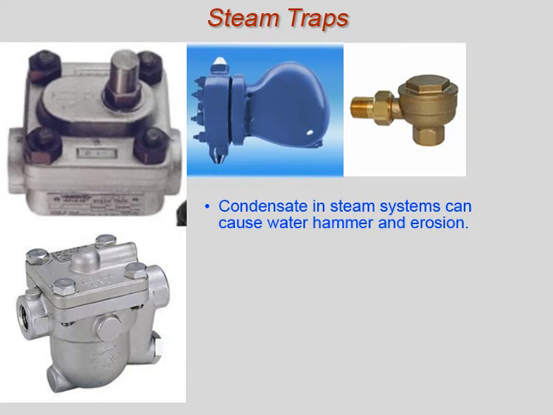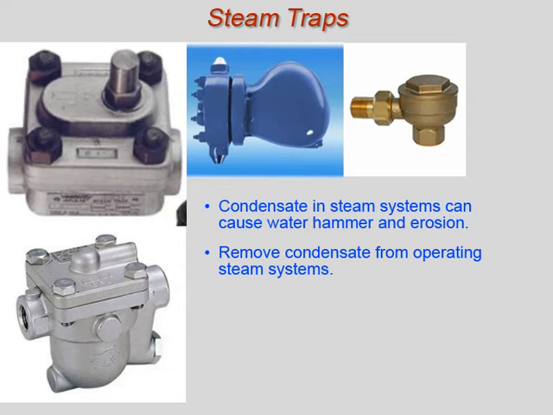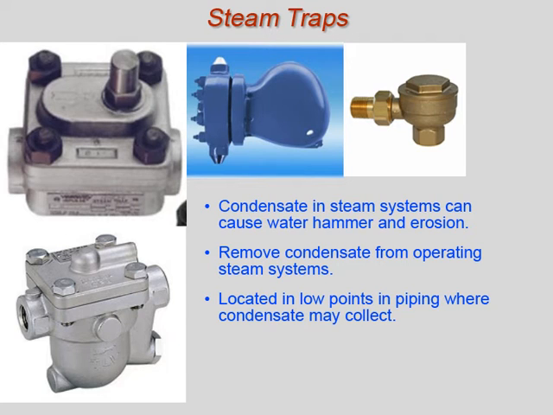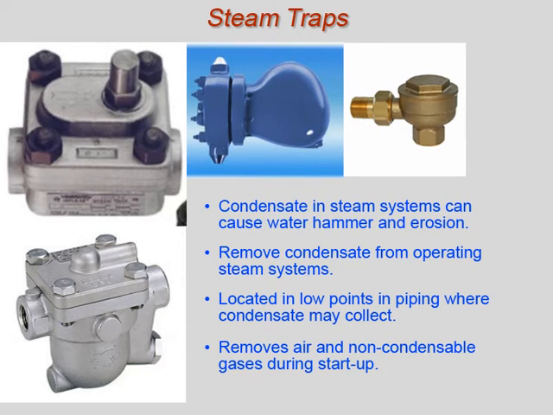Condensate in steam lines can cause water hammer and damage steam-operated equipment. For these reasons, steam traps are used to remove condensate from steam lines during normal operation. Steam traps are installed at low points to remove the condensate before it causes equipment damage or personnel injury. A steam trap must also be able to remove air and non-condensable gases from the piping during initial startup of a steam system. Steam traps are classified by construction and operating principle.